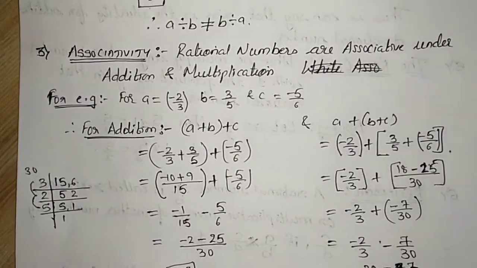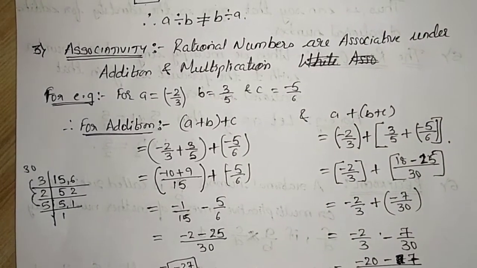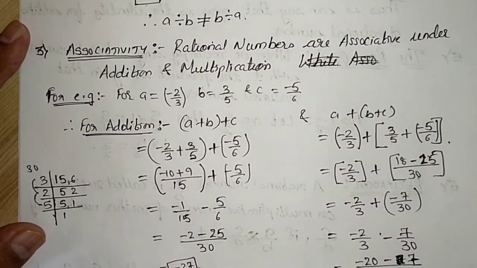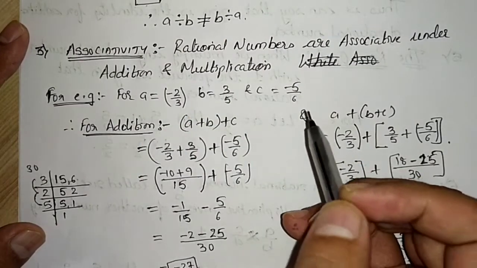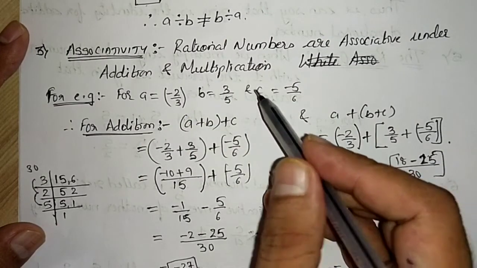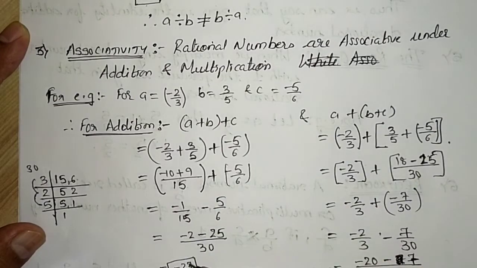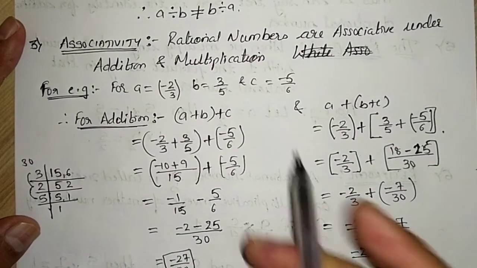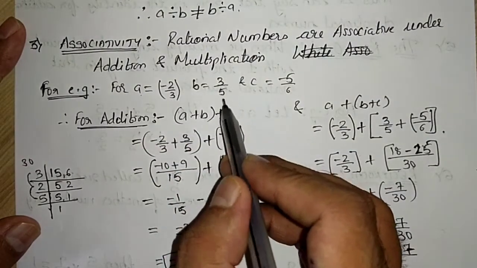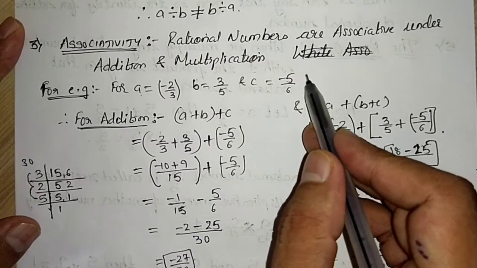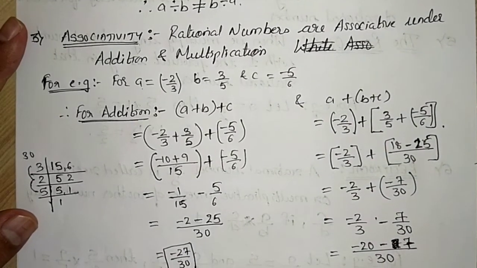Now let us move to the third property. Hope you are understanding, students. The third property is associativity. Students, what is associativity? Let me show you first with an example, then I will take you to the description. For example, let A is equal to minus 2 by 3, B is equal to 3 by 5 and C is equal to minus 5 by 6.